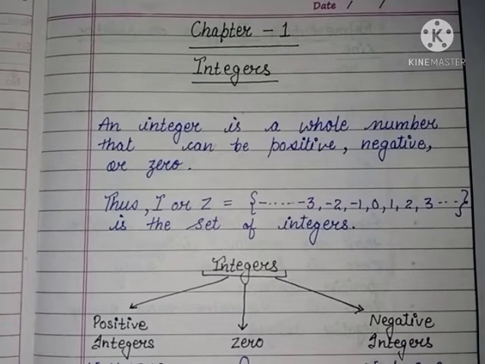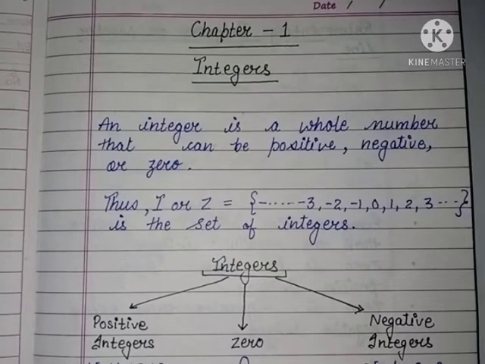Students, today we are starting the first chapter of your maths book, which is integers. In previous classes you have studied natural numbers and whole numbers. Natural numbers were the numbers which start from 1. We also call them counting numbers, like 1, 2, 3, 4, 5 up to infinity. Whole numbers were the numbers which start from 0. So 0, 1, 2, 3 up to infinity are whole numbers.